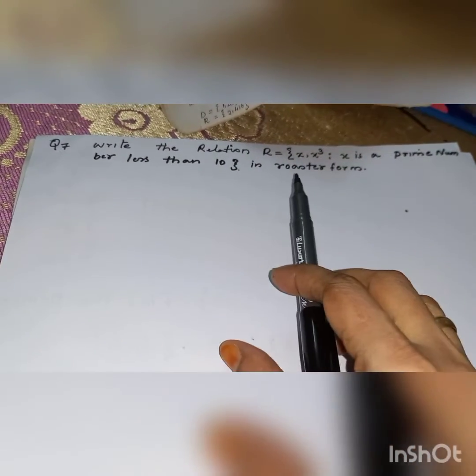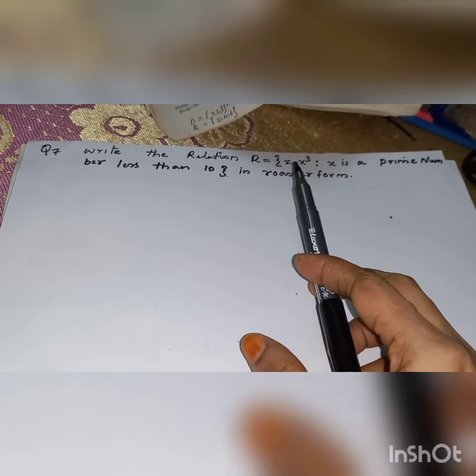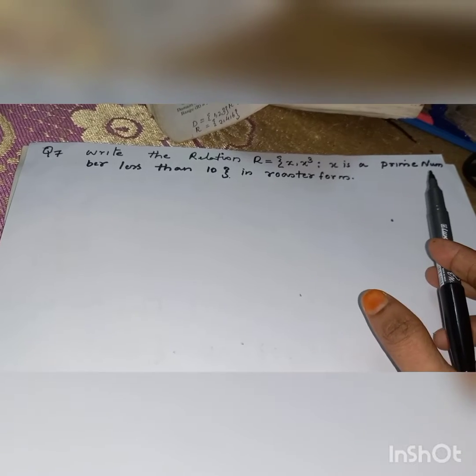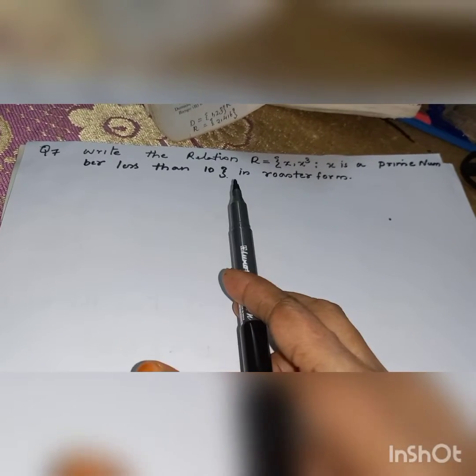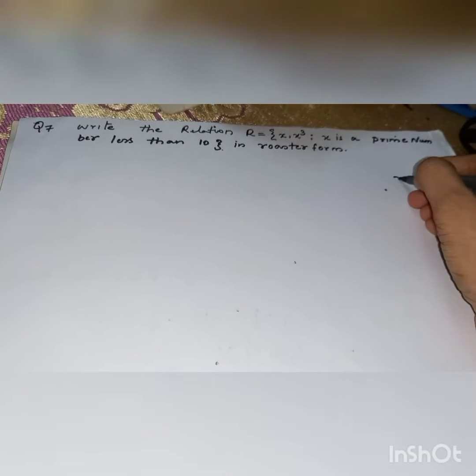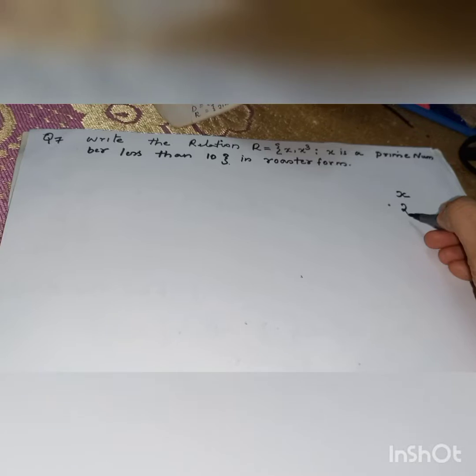Write the relation R = {(x, x³) such that x is a prime number less than 10} in roster form. We have to write this in roster form. So how can we write this in roster form? Let's do. What is x here? x is equal to the prime numbers less than 10. So what are the prime numbers less than 10?